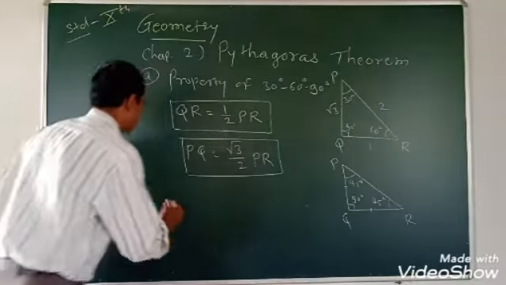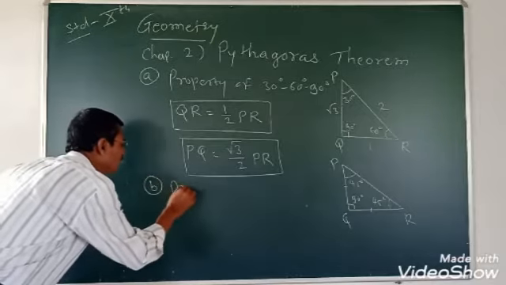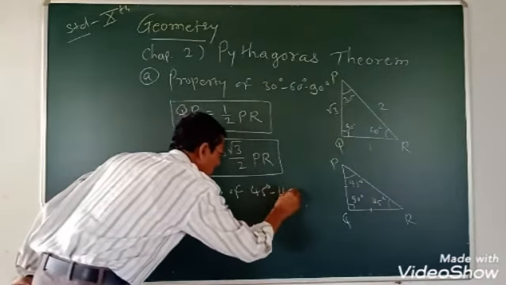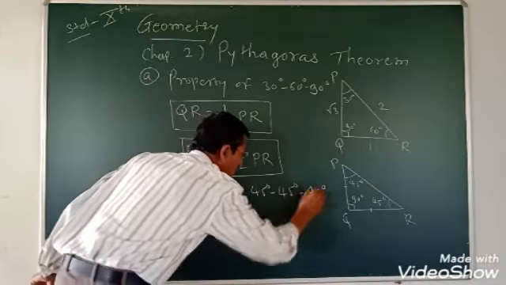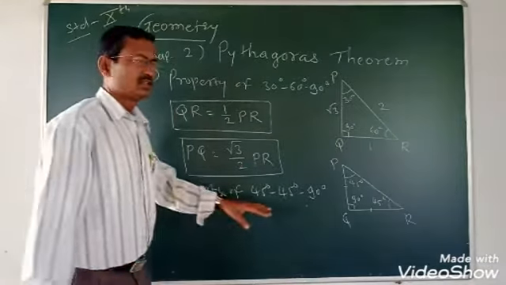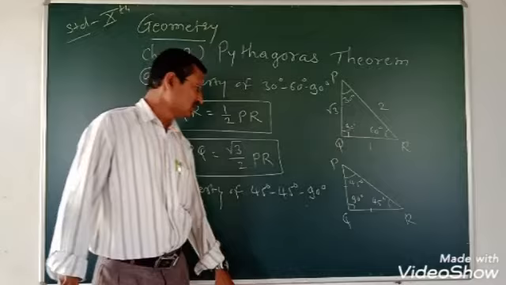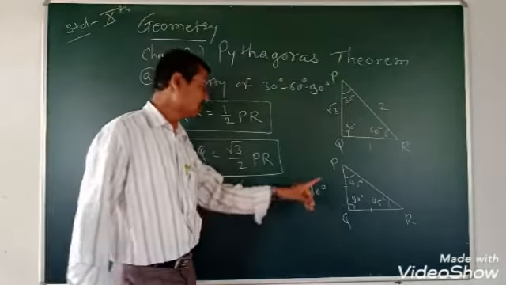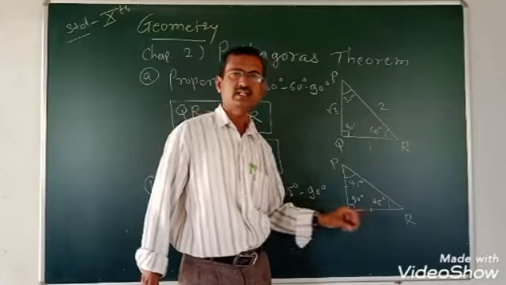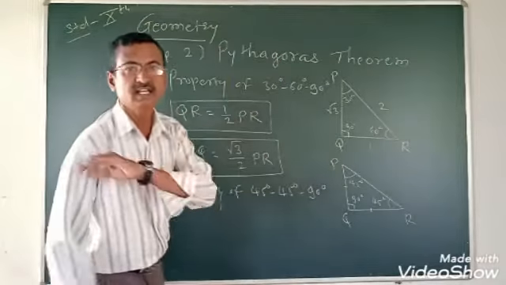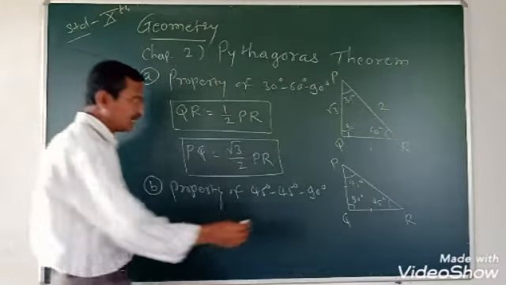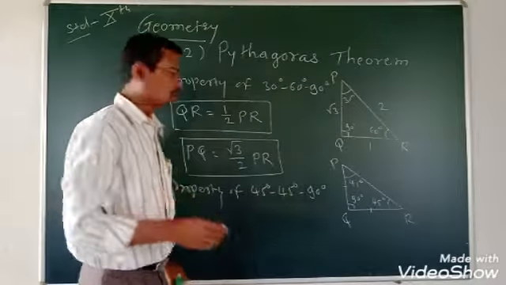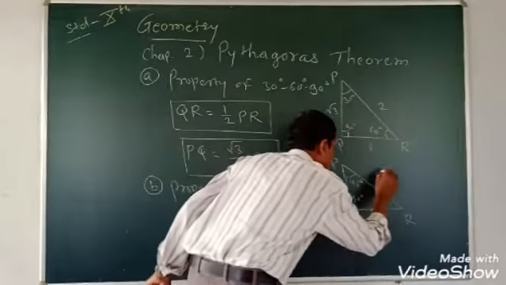And what does the property say? Second property of 45 degree and 90 degree. Listen to this property very clearly. If the measures of angles of a triangle are 45 degree and 90 degree, then the side opposite to the angle 45 degree is 1 upon root 2 of the hypotenuse.